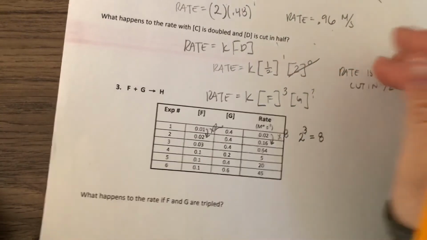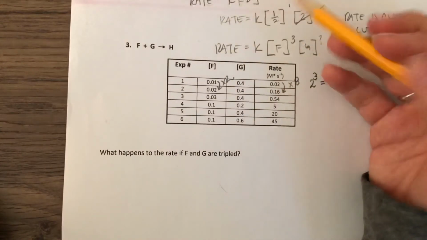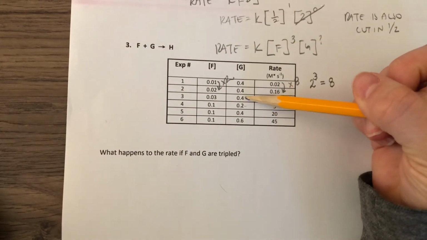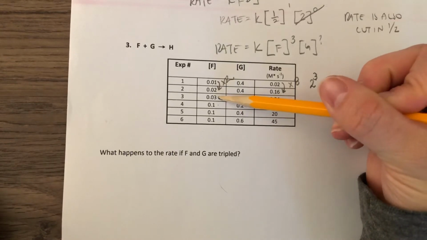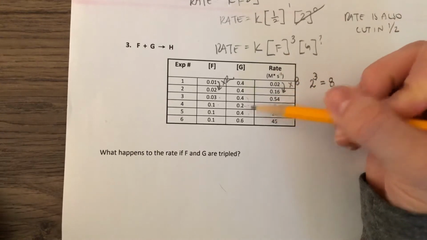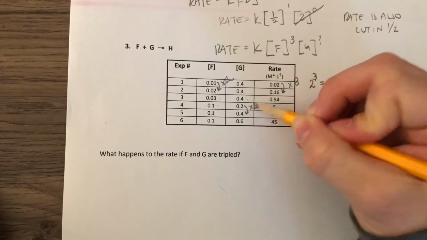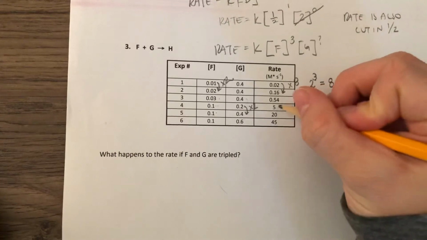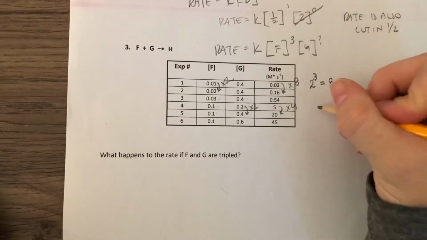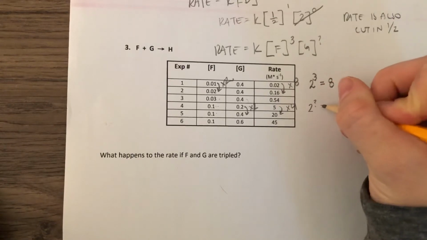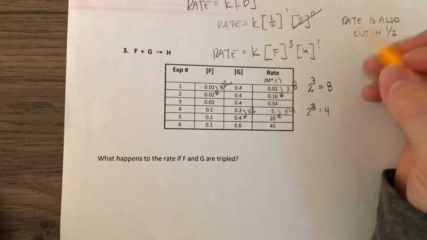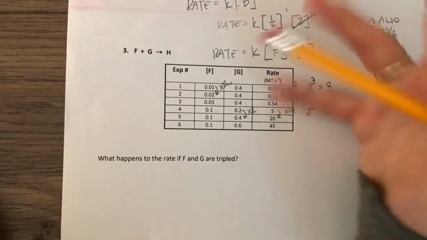Let's figure out what G is. So I noticed that G doubled from trials 4 to 3, but I can't use that because F also changed. However, I noticed that from 4 to 5, G doubled, and F stayed the same. So let's see how that affected the rate. Looks like it made the rate go up by a factor of 4. So 2 raised to what power equals 4? 2 squared equals 4. That tells us that G is second order.